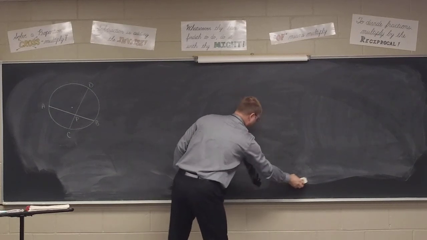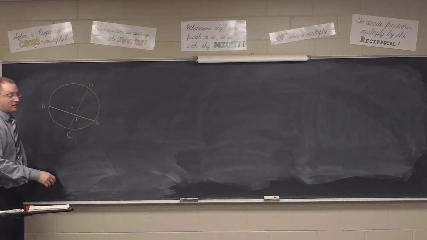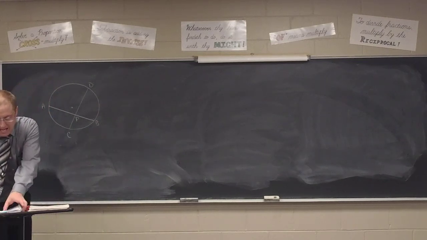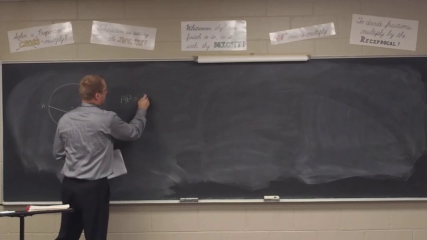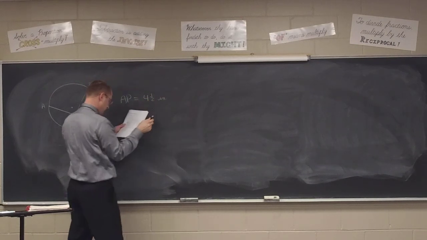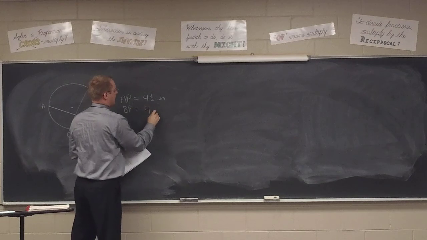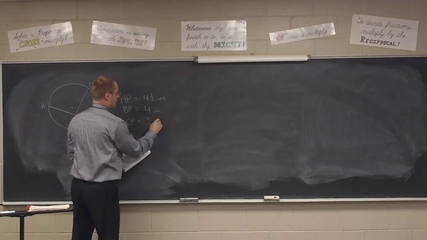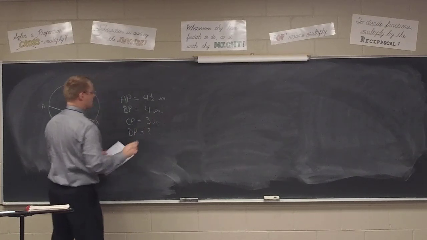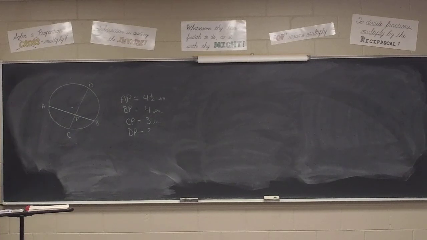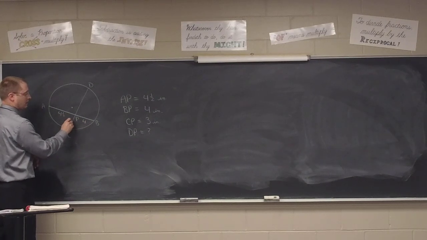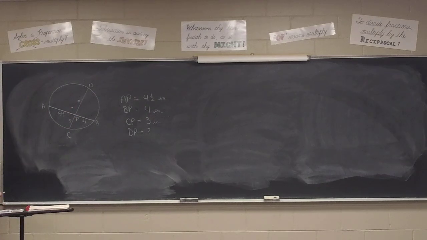Pick any point in a circle, draw any chords you want. The product of the segments must be constant because the product of the segments would always equal any other product of segments. Let's suppose I know that segment AP is 4.5 inches, segment BP is 4 inches, segment CP is 3 inches, and I want to know the length of segment DP. Typically we'll label directly on the picture: here's 4.5, here's 4, here's 3, here's X.